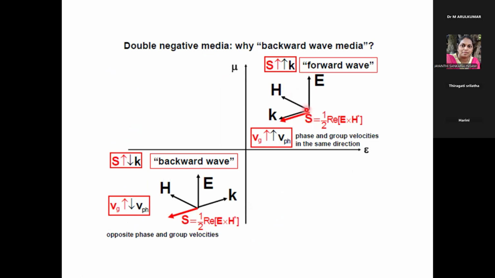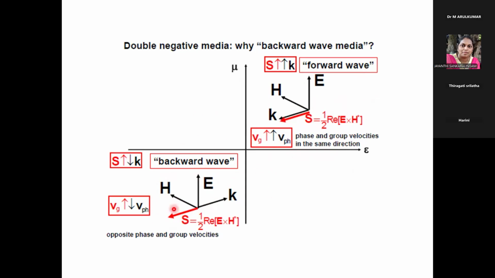So this is the first quadrant where we have the E and H of an electromagnetic wave. This is the direction of propagation, right hand, thumb, index finger and middle finger. The wave is traveling in this direction, energy is also traveling in this direction. This is called the forward wave propagation, where the phase and group velocities are in the same direction. Now, if you come to the second and fourth quadrant, there is no wave propagation anywhere.